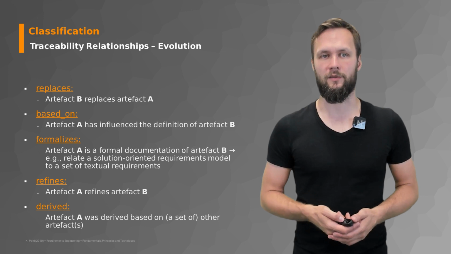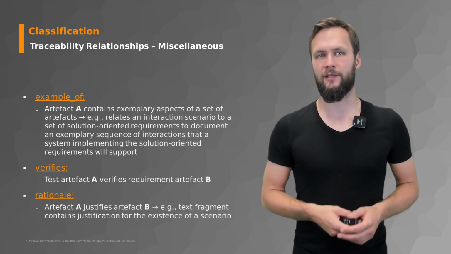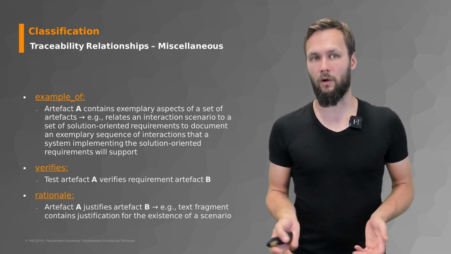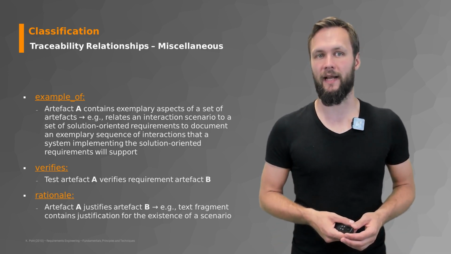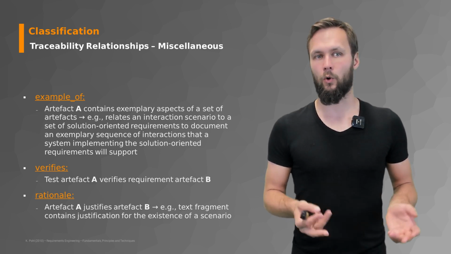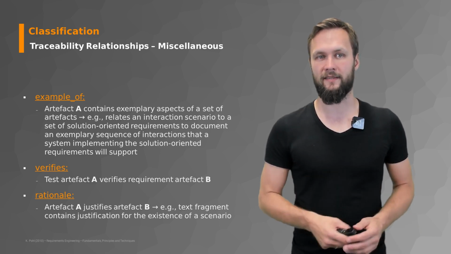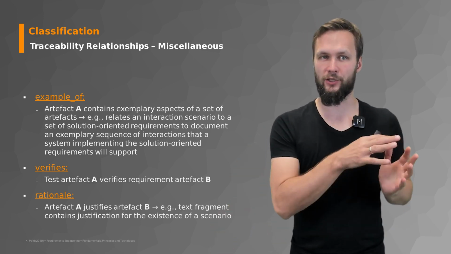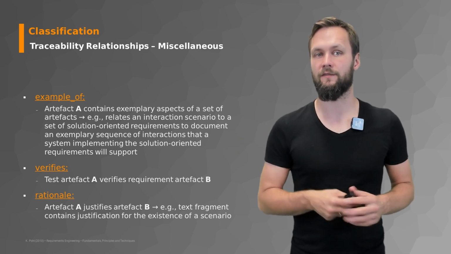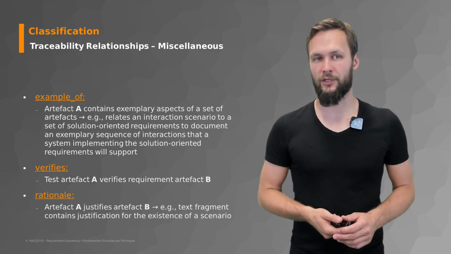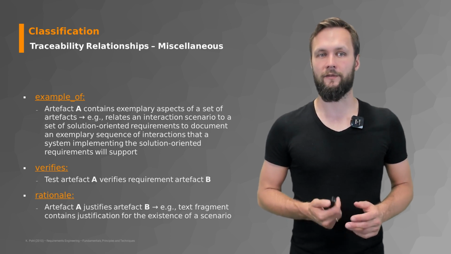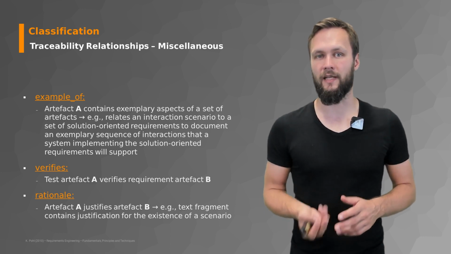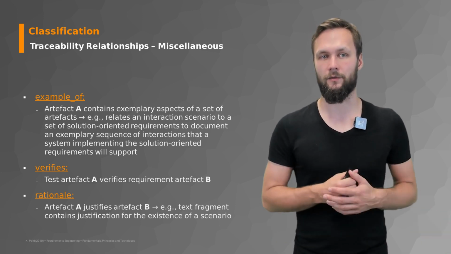So far, quite straightforward. And then we have the category of miscellaneous traceability relationships. That could be something like example of, where artifact A contains exemplary aspects of a set of artifacts, or the verifies relationship, where a test artifact A verifies a requirement artifact B. So the relationship between test artifact and requirement. Or the rationale category or type, where you have an artifact A that justifies artifact B, such as a text fragment that contains justification for the existence of a scenario.